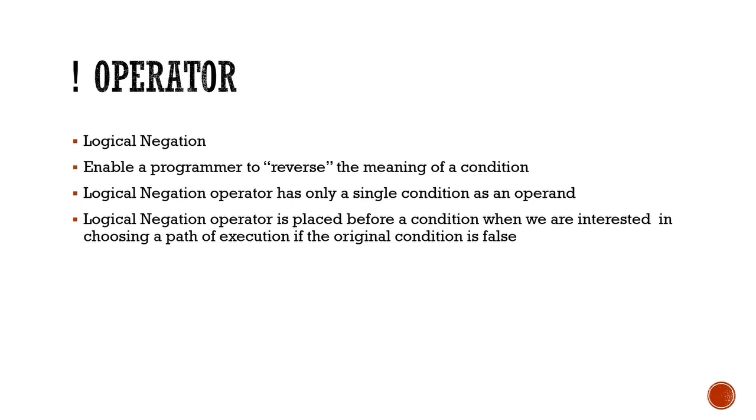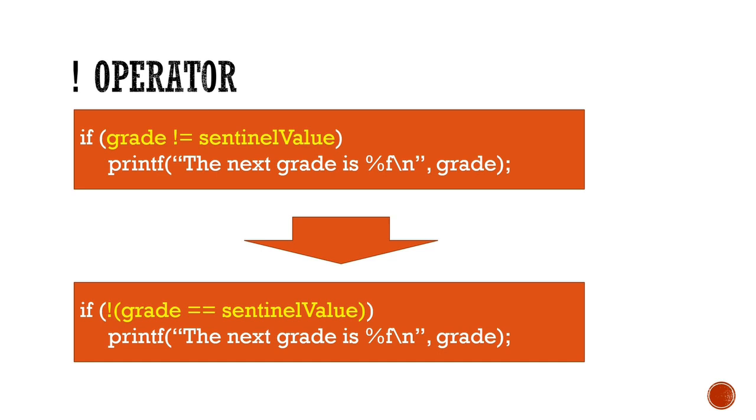That is the logical negation. That is simple. It enables the programmer to simply reverse the meaning of the condition. The logical negation operator has only a single condition as an operand. Usually, we haven't used this one for multiple conditions. The logical negation operator is placed before the condition when we are interested in choosing a path of execution if the original condition is false. So that means we want to reverse the output.